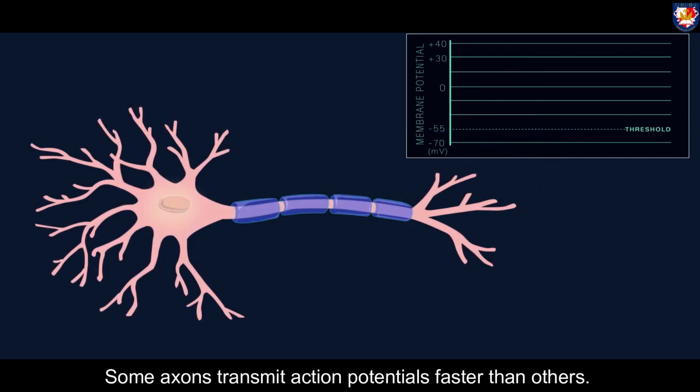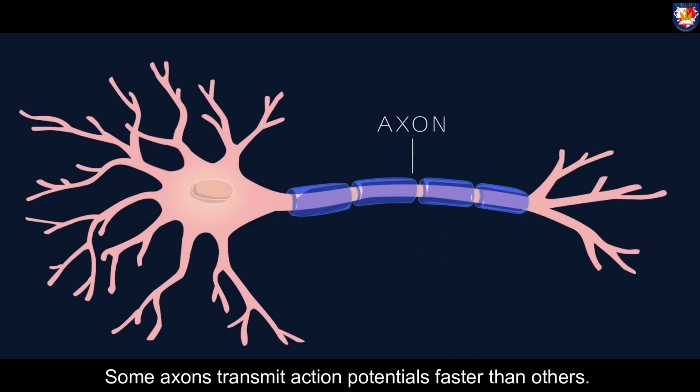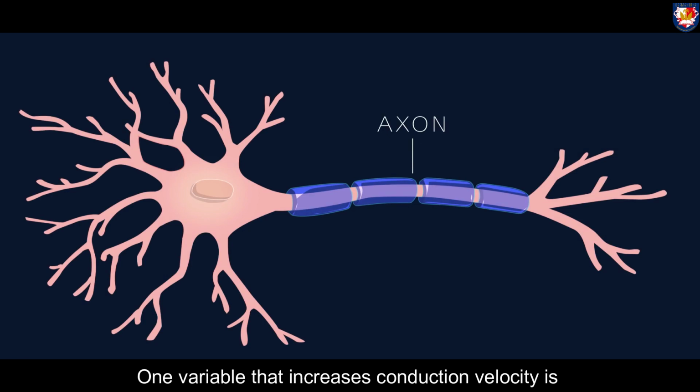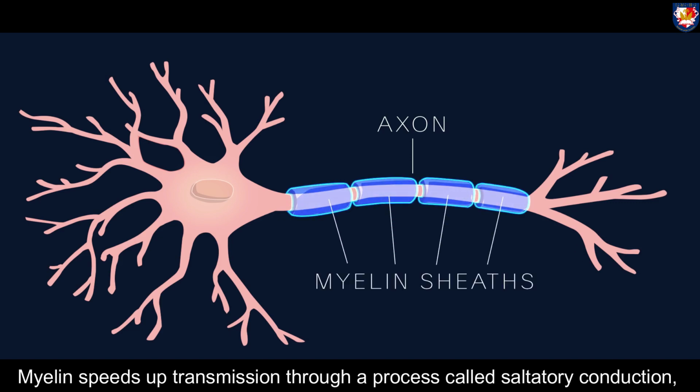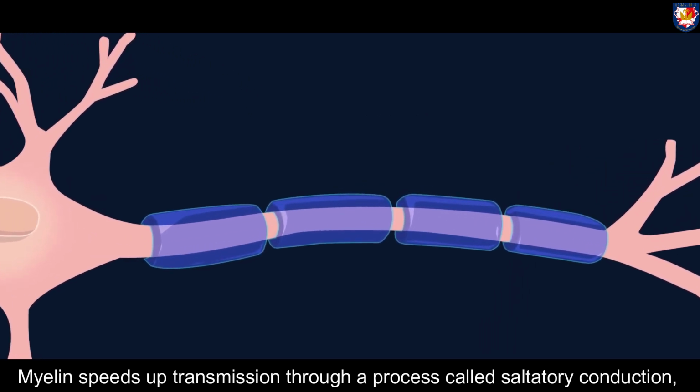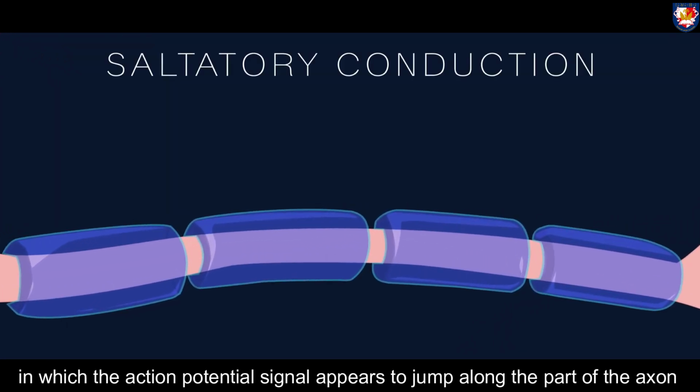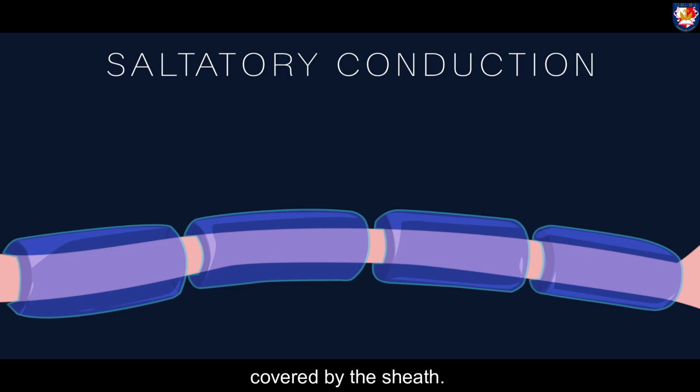Some axons transmit action potentials faster than others. One variable that increases conduction velocity is the presence of myelin sheaths around axons. Myelin speeds up transmission through a process called saltatory conduction, in which the action potential signals appear to jump along the part of the axon covered by the sheath.